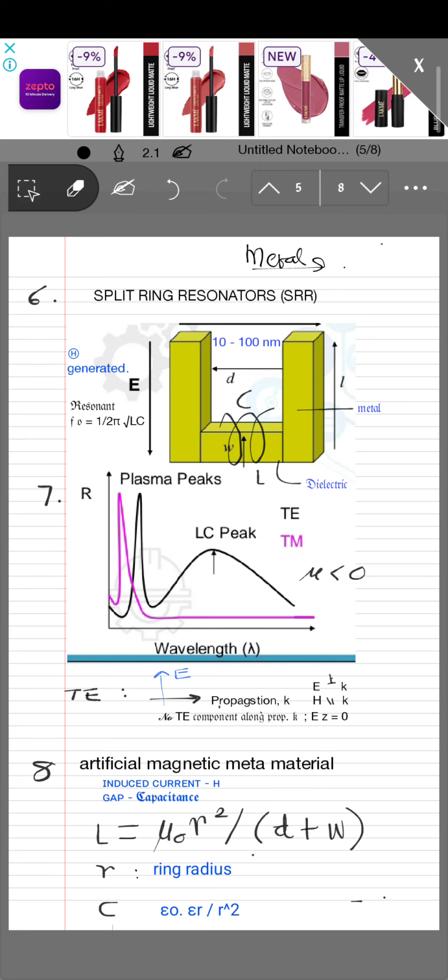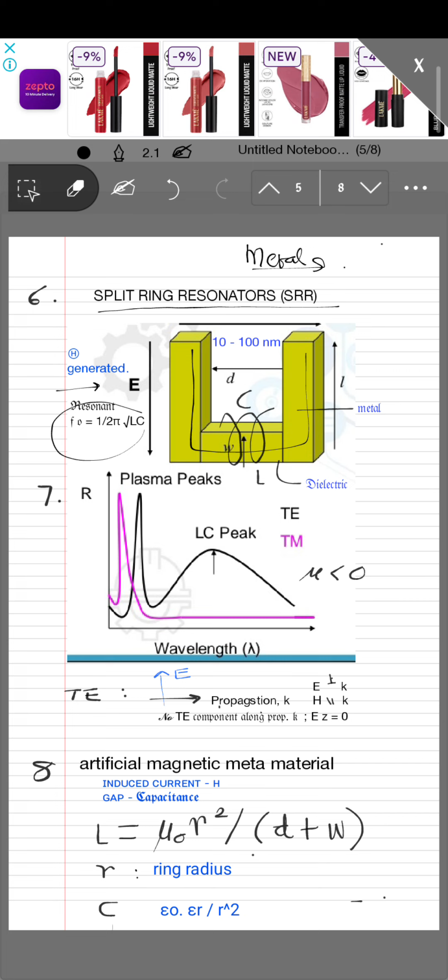One of those units is called a split ring resonator. It is basically a concentric ring, or two metals with a gap in between, deposited on a substrate which is a dielectric. This structure produces an electric field, and a resonance occurs at a frequency equal to 1 by 2π√(LC), where C is the capacitance of these two rings, and L is the inductance of the dielectric, as if it is surrounding the dielectric.